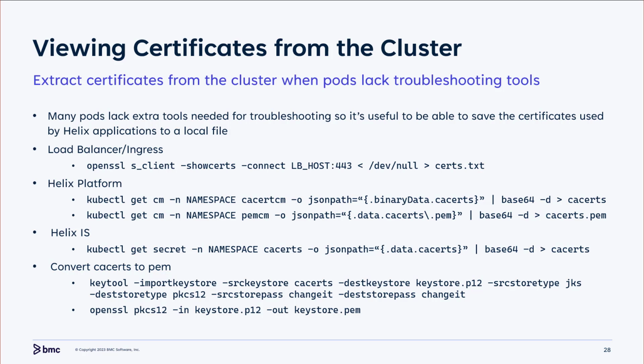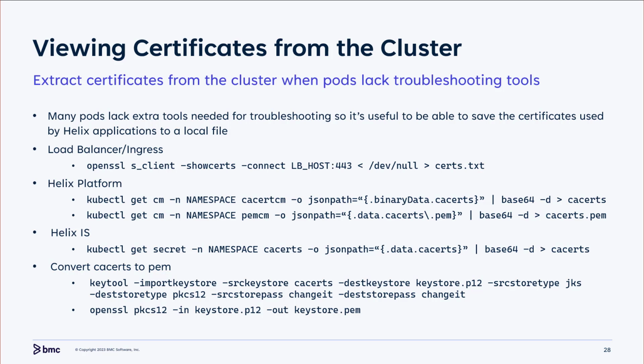We're moving towards, or BMC are moving towards, minimizing the extra binaries and the size of the containers, the pods that we provide. So many of these little tools like curl and OpenSSL might be disappearing, or either already have or will in the future. So there's a couple of steps that you can take to actually extract the certificates that are in use from the system, so that you can do a little bit more digging into them.